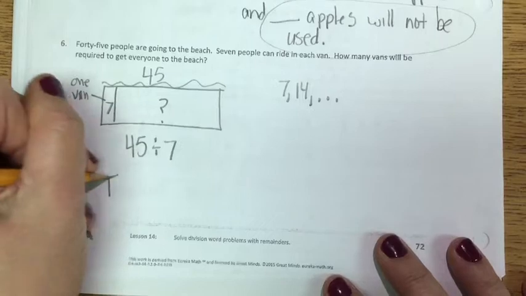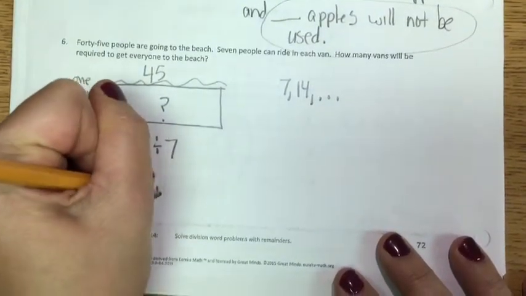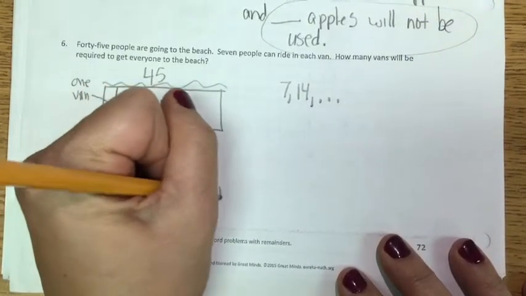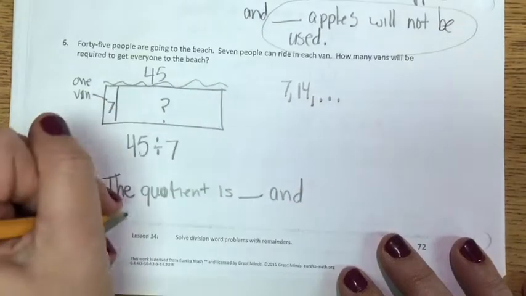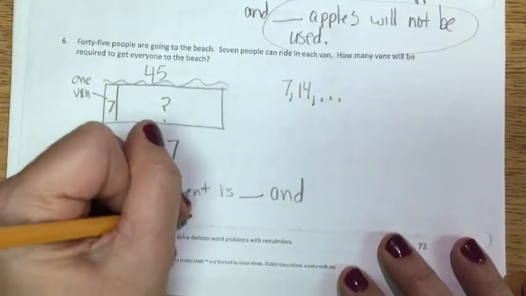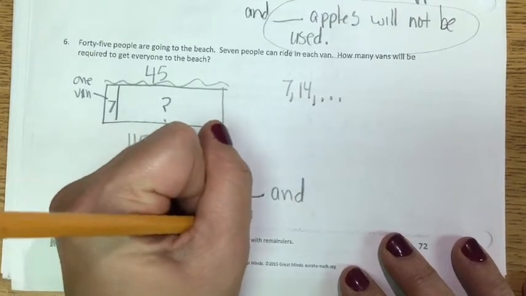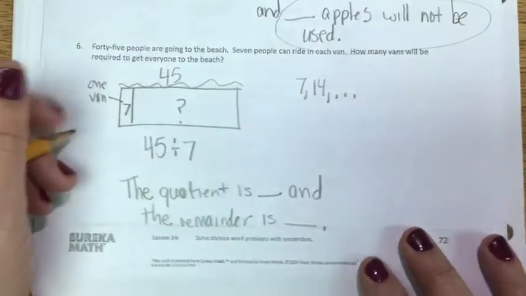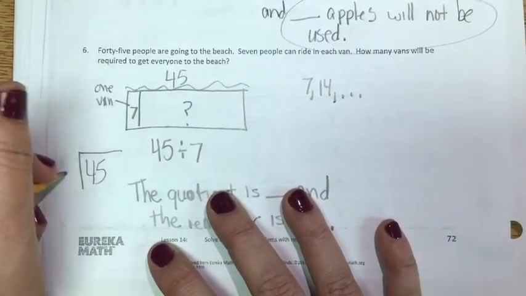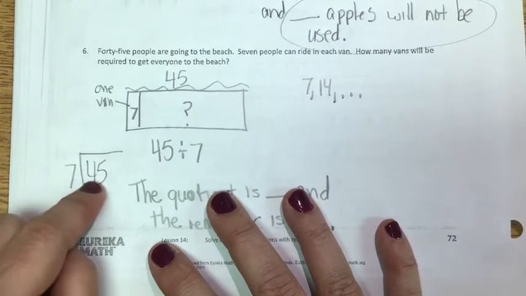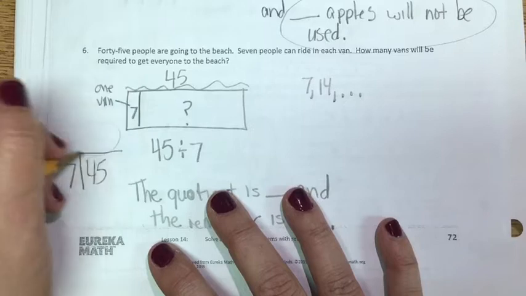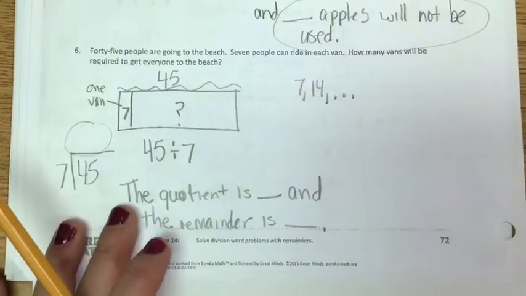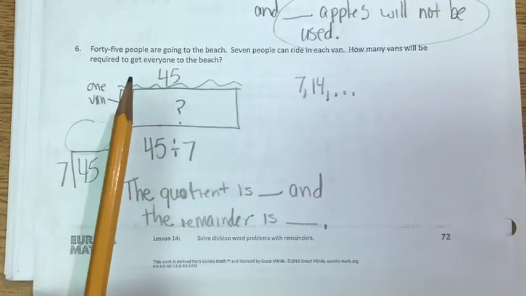All right, so I got to think. The quotient is, and the remainder is. All right, so I got to think. Well, 45 divided by 7. What's going to get me really close to 45? What's going to get me really close to 45 when I use multiplication? All right, 4th grade, go ahead and finish this problem set and then get started on your exit ticket.